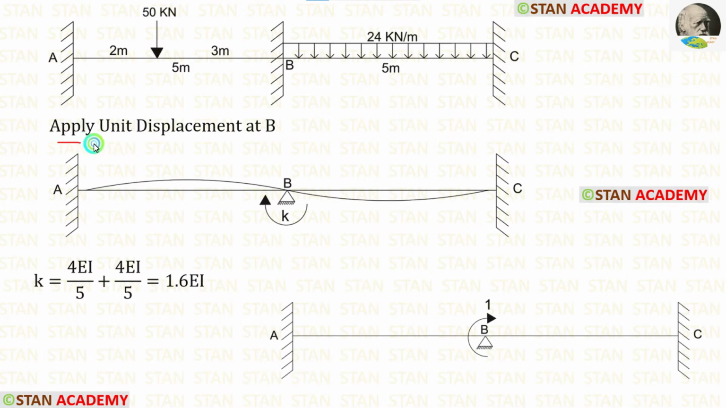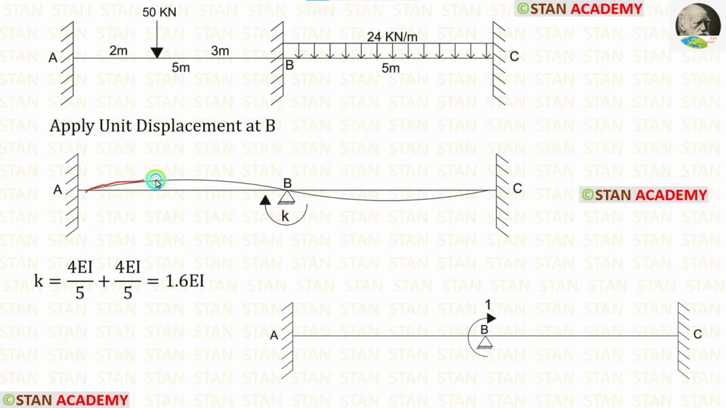Now let us apply the unit displacement in the first coordinate, that is in the point B. In the point B, we are having a fixed support, but when we apply the unit displacement it is no longer a fixed support, it becomes a hinged support. Because in the fixed support there will be no displacement.